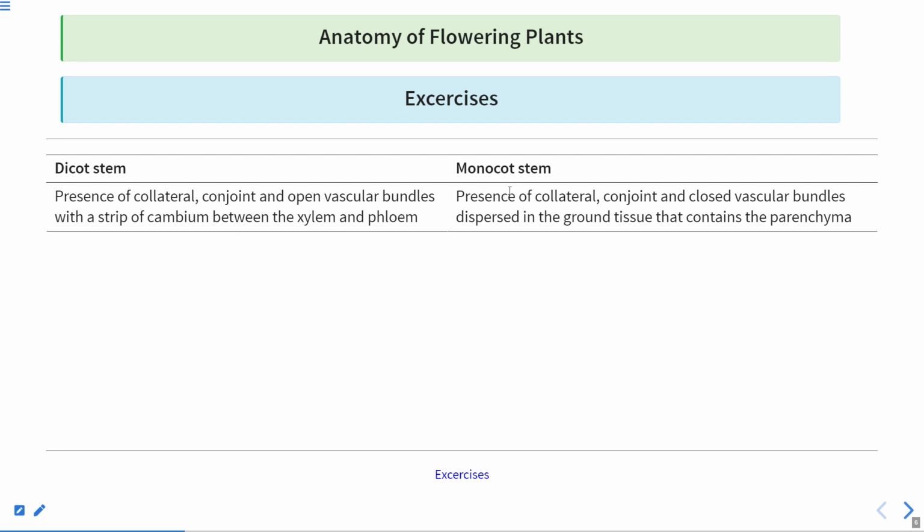Now, if you see a single vascular bundle, what type of vascular bundle do you see in the case of monocot stem? Presence of collateral, conjoint and closed vascular bundle. Here it is again the collateral and conjoint type of vascular bundle, but the vascular bundle is closed type. It means that it does not have any cambium layer, right? So closed vascular bundles are dispersed in the ground tissue that contains the parenchyma. So they contain parenchymal cells. Okay, so this is the difference between the dicot stem and the monocot stem.